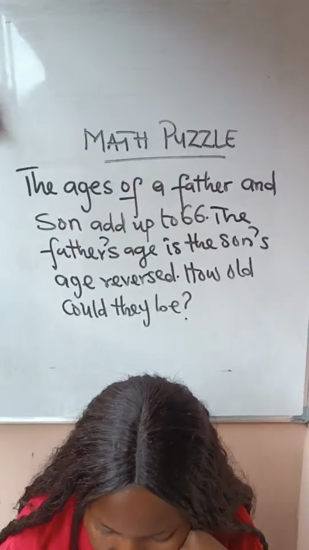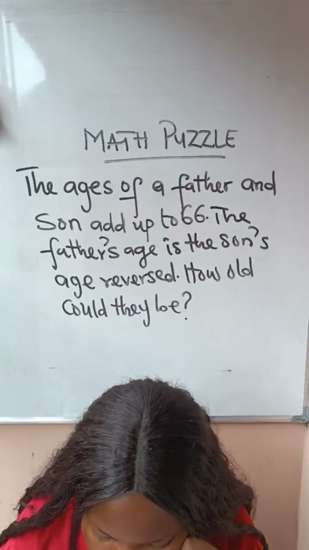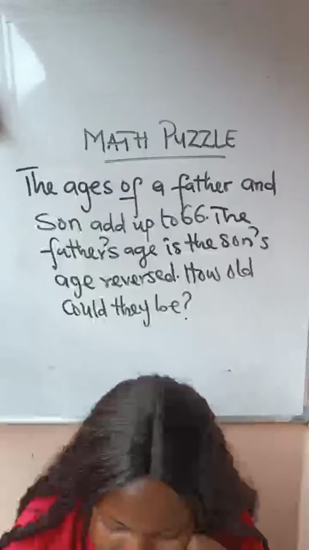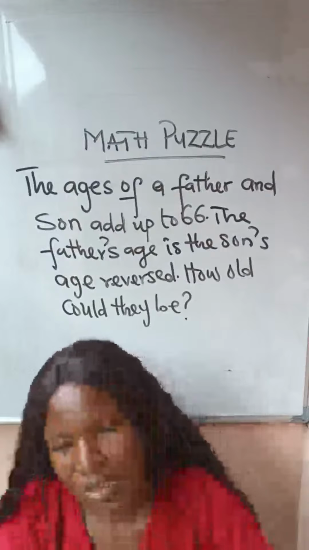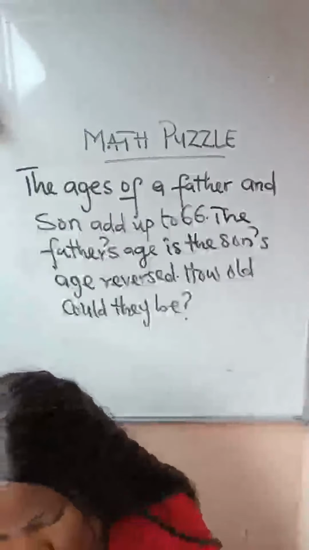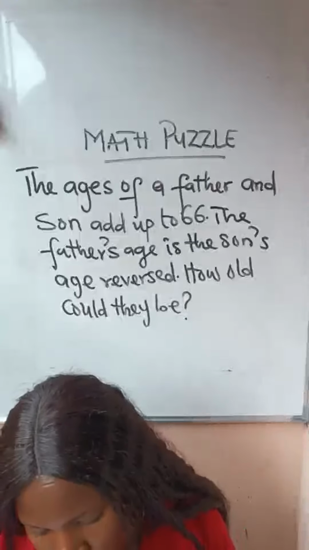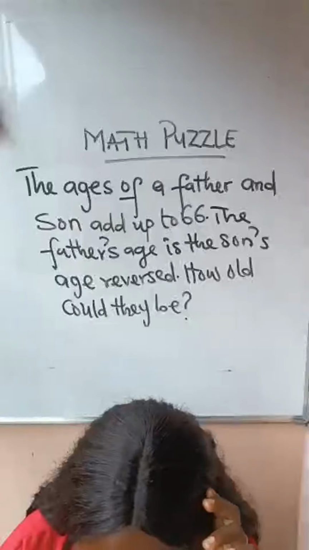Father is 51, son is 15. You all say 33 counts? No, 33 cannot count. Remember that we are told that the father's age is the son's age reversed. So that should not be among them. That's not all. We still have one more possibility.